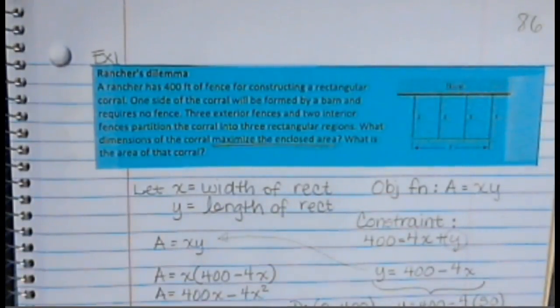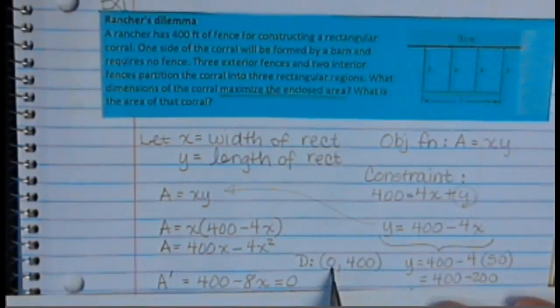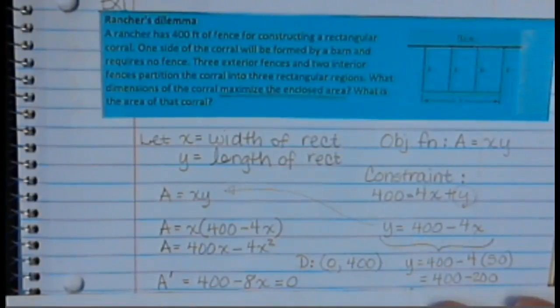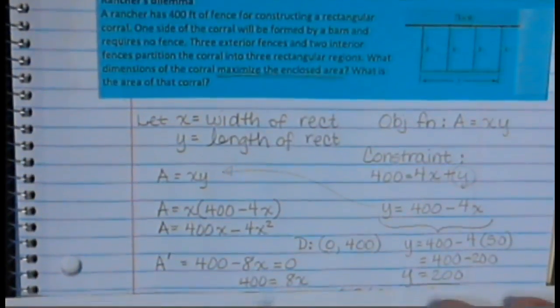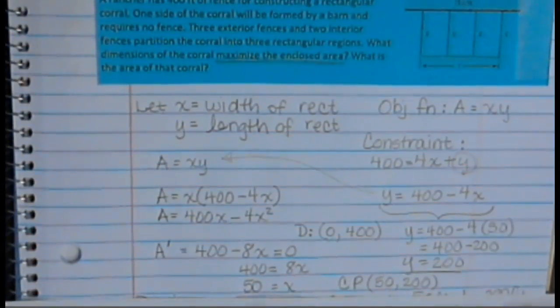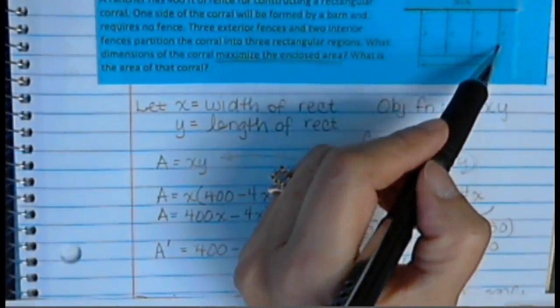Again, we also want to talk about our domain. We know x, we don't really want it to be 0, but we know it can't be more than 400 either. We can't have a negative x value. So we know that our number should be between 0 and 400. So I'm going to set this equal to 0, solve for x, and we find x is equal to 50. So that's going to be the dimension of this side right here.